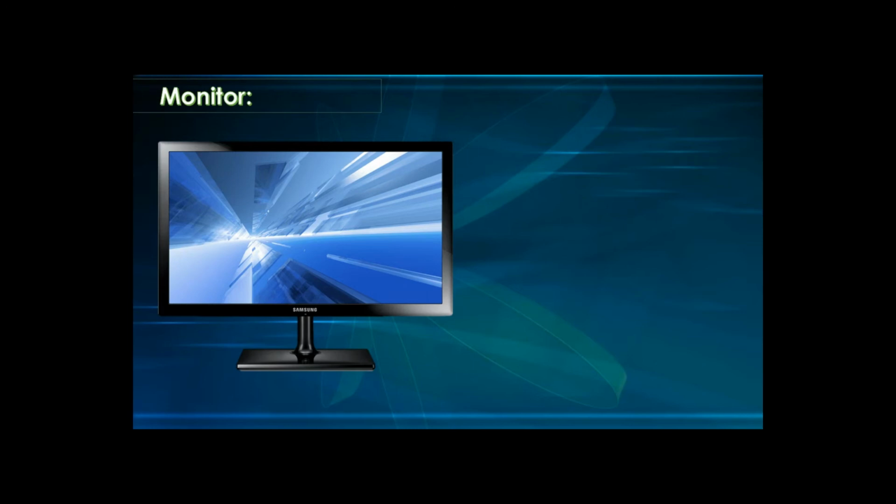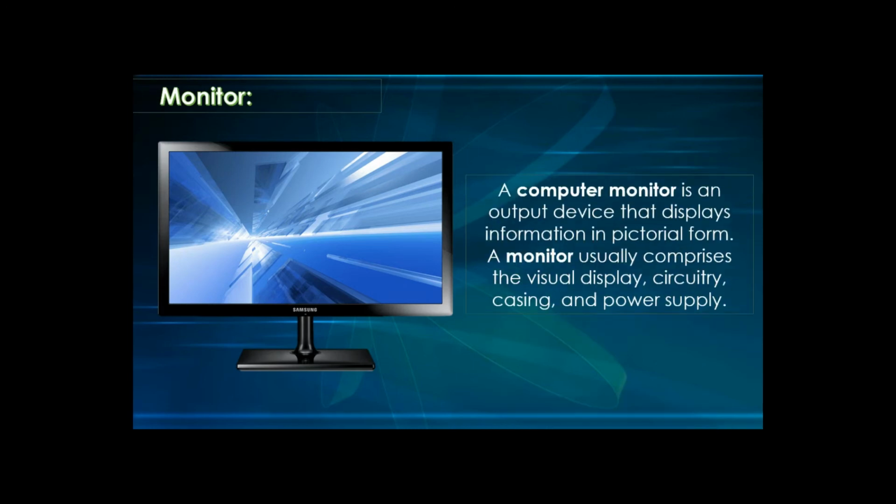So first is the monitor. A computer monitor is an output device that displays information in pictorial form. We call it VDU. VDU means visual display unit. It is the main output device of a computer. A monitor usually comprises the visual display, circuitry, casing and power supply. It provides a visual display of the user interaction with the computer.